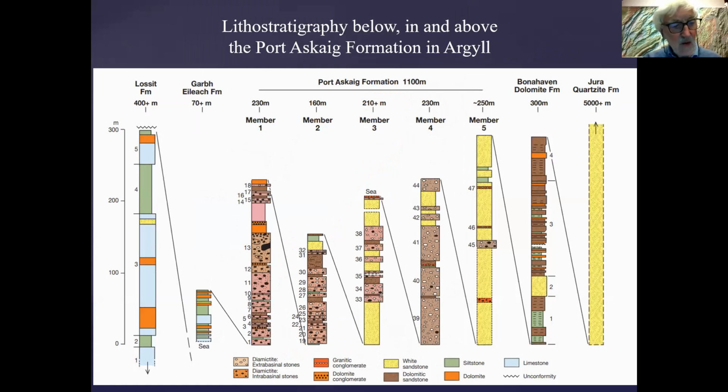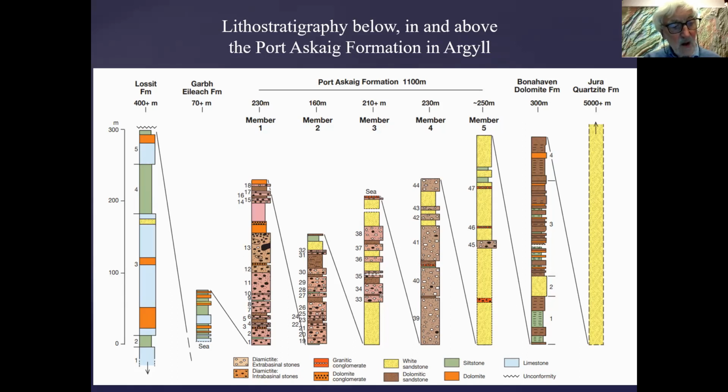Here are simplified lithostratigraphic columns below, within, and above the Port Askaig Formation. The formation itself contains 5 members, each with a different character. The diamictites have been numbered from diamictite 1 at the base of the formation to diamictite 47 near the top. The diamictites change from dolomitic in member 1 to arenaceous in member 4. Dolomite beds occur in members 1 and 2, whilst white sandstones are dominant in members 3 and 5.